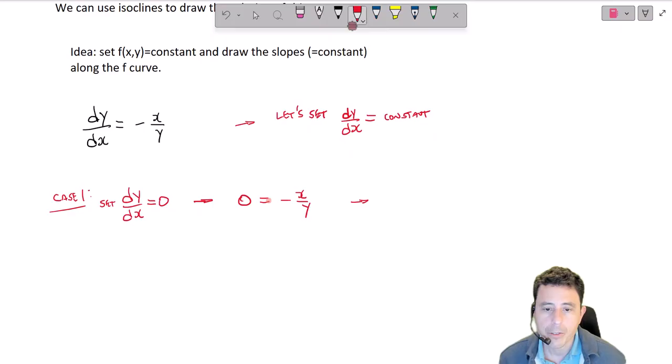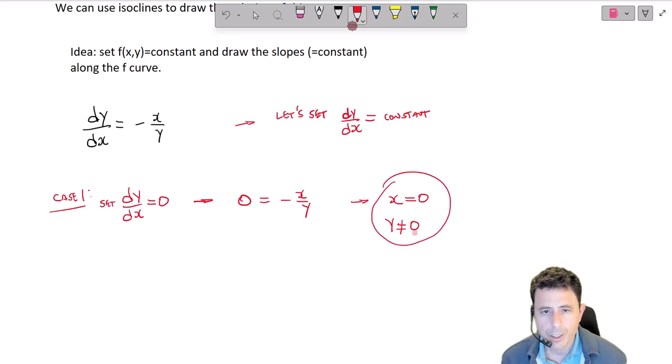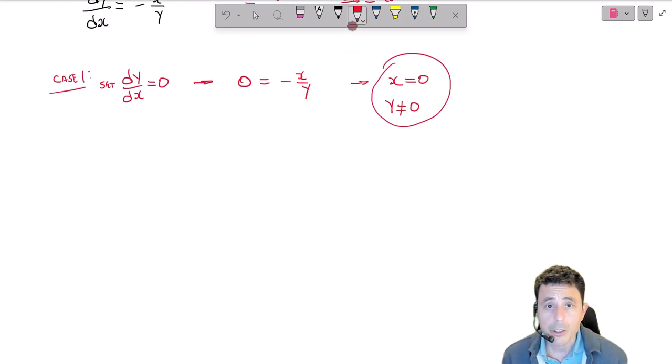One thing you can observe is that in order for this to be 0, x has to be 0. And also, one condition here is that it's being divided by y. So we are assuming that y has to be different than 0, because if y is 0, then we have a problem. Notice that we found a conclusion: if we set the derivative equal to 0, then x equals 0 and y is different than 0. What does this mean? Well, let's graph it.